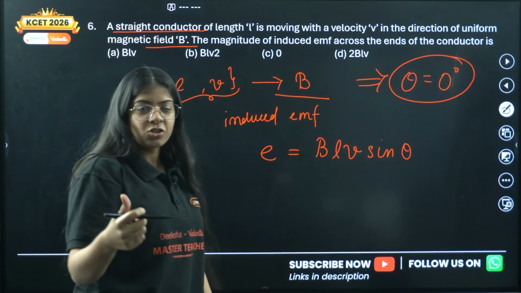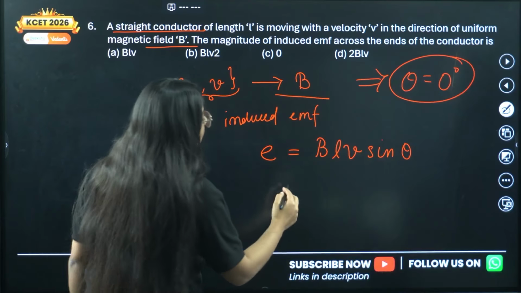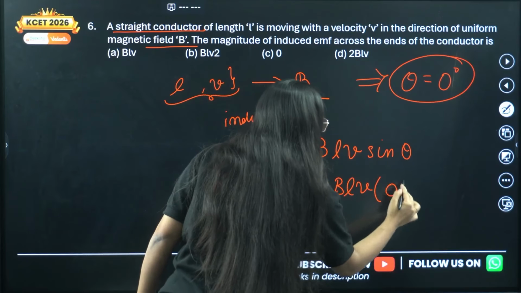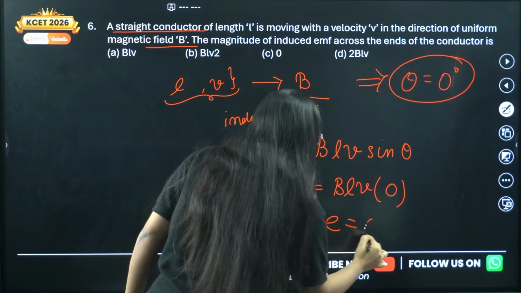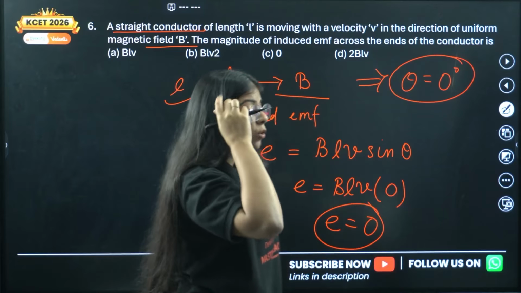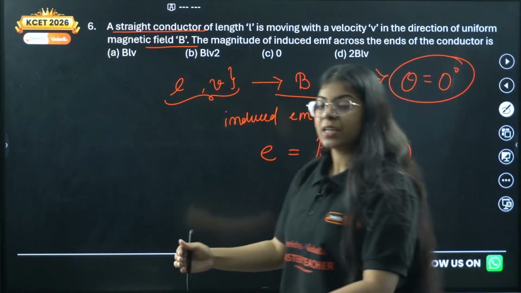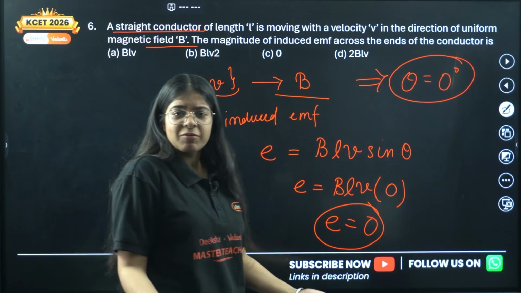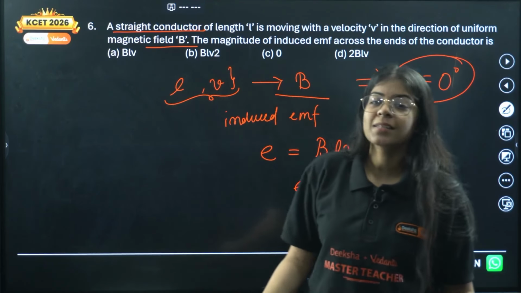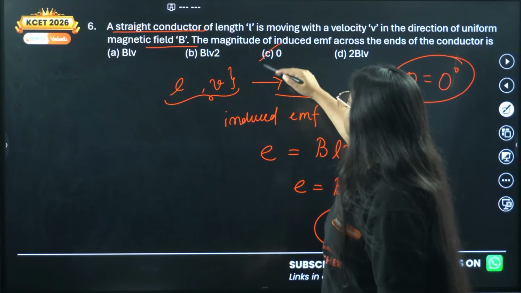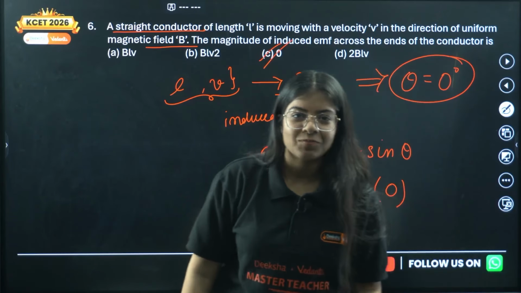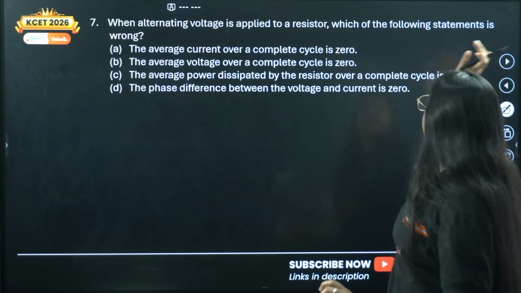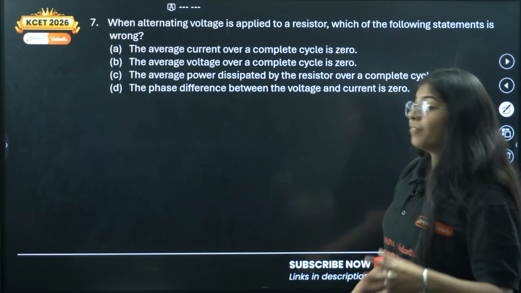Correct? Understood? And sin theta is what? Sin theta is 0. So this will be BLV times 0. Correct? So EMF will be 0. And we know that if a conductor is placed or moving in the direction of magnetic field, there will be no induced EMF on it. Correct? Because theta is 0. So my option C is correct.